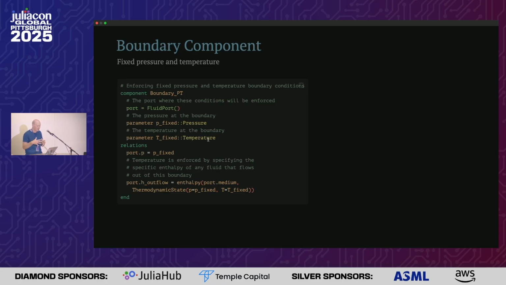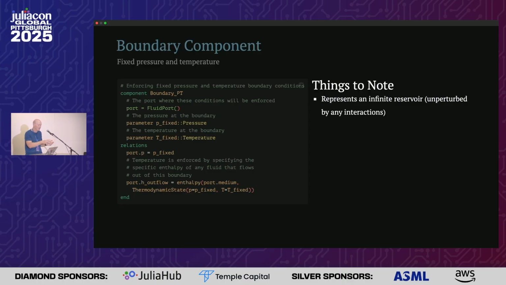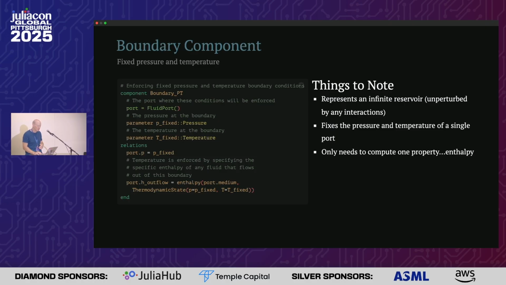So essentially it's saying this is an infinite reservoir. Actually, these things are noted over here. This is an infinite reservoir of fluid that is at a certain pressure and temperature, and it's unperturbed by any interactions. No fluid pumped in or pumped out is going to change what the pressure and the temperature are. So it fixes the pressure and temperature, and it only needs to compute one property here, which is just the enthalpy.